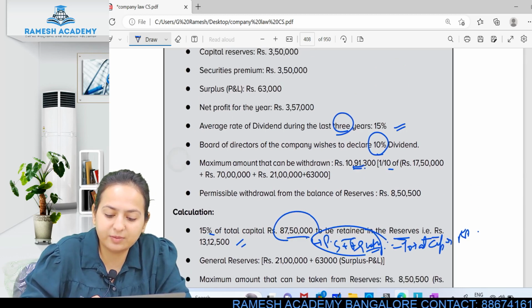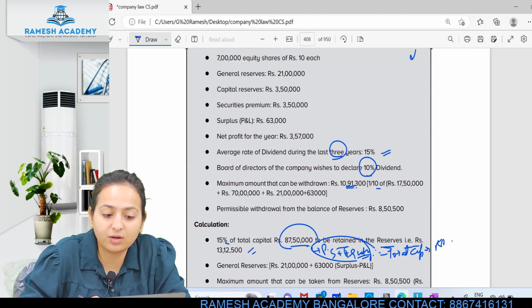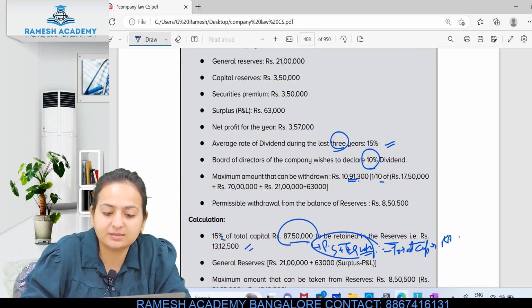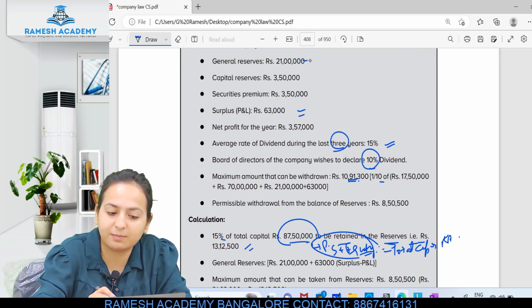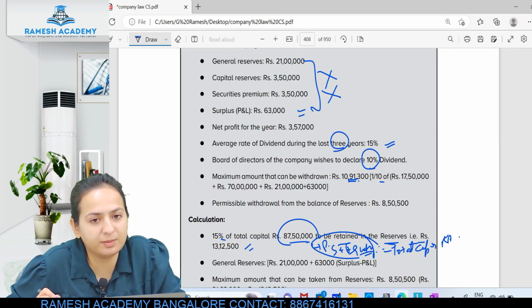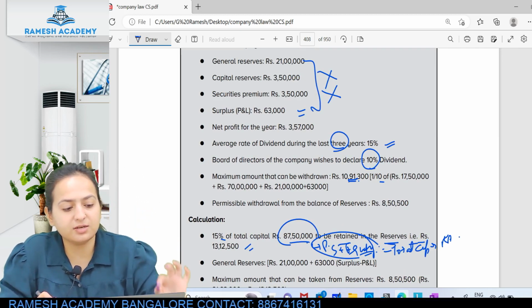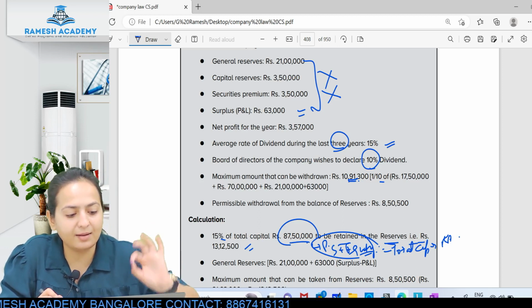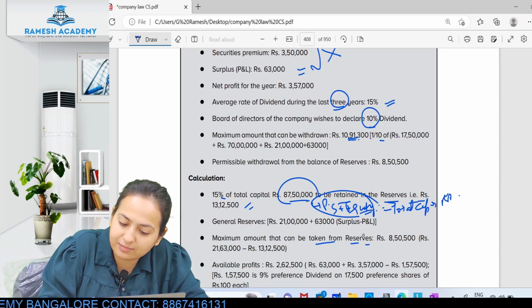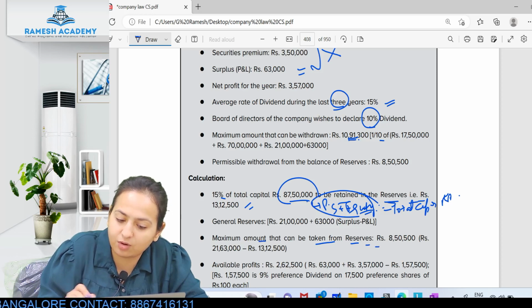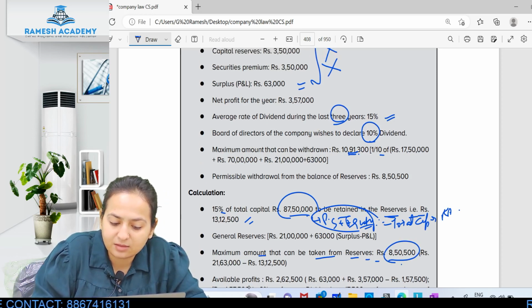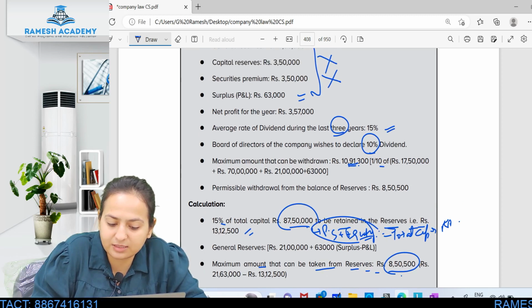General reserve will be what? General reserve will be your 21 lakhs plus 63,000, that is surplus. Capital reserve is not there, security premium will not be there. So only the general reserve plus the P&L surplus. The maximum amount that can be withdrawn will be so and so, that is 2163.